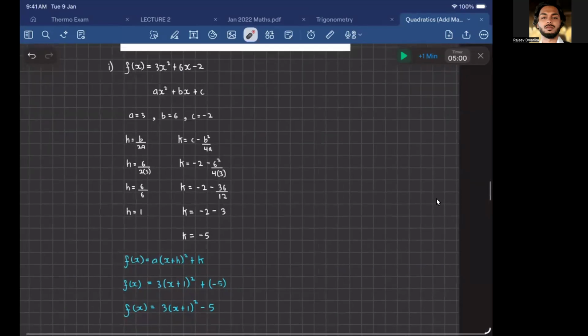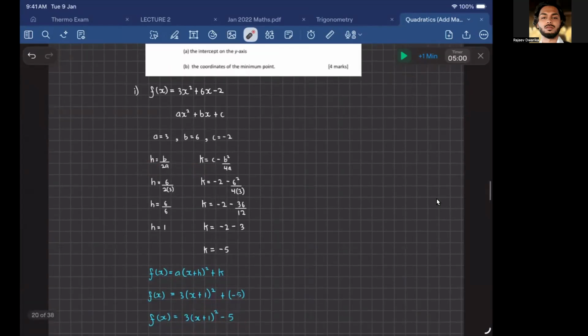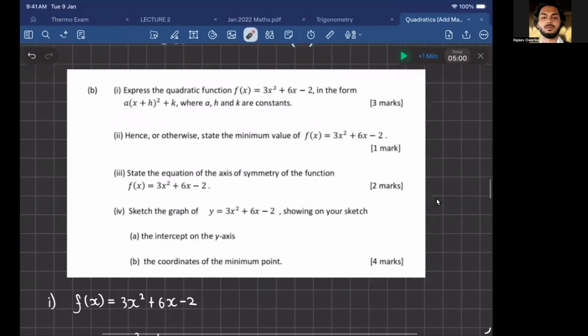All right, so we are done with this example. Great. So anytime they ask you to put it in completed square form, they are talking about a(x plus h) squared plus k. To find h, you use this formula. To find k, you use this formula. Once you do that, you just plug it into the form, and that's it. Simple as that.